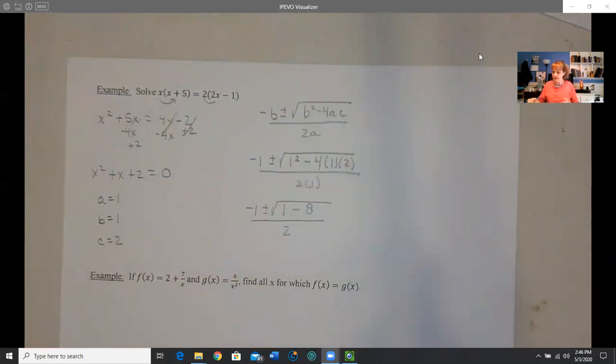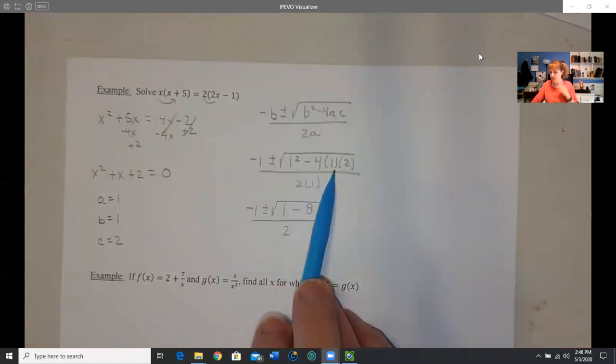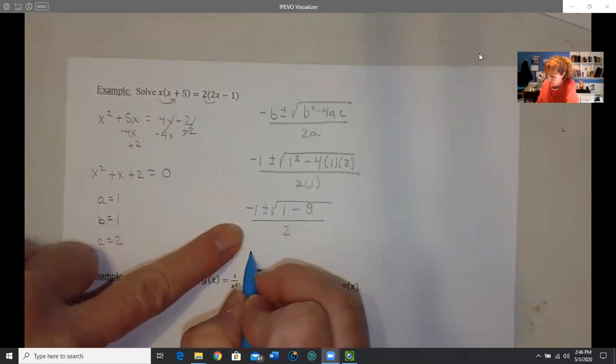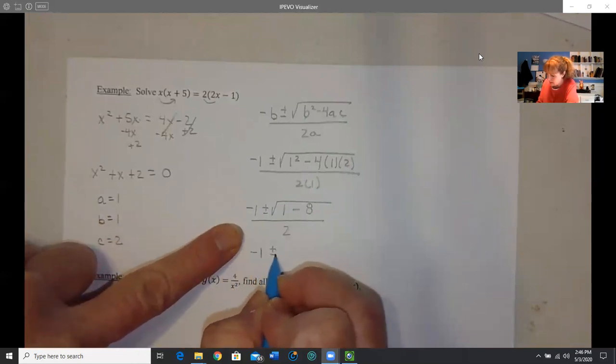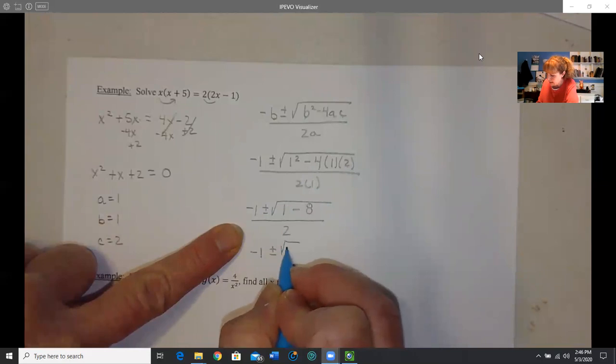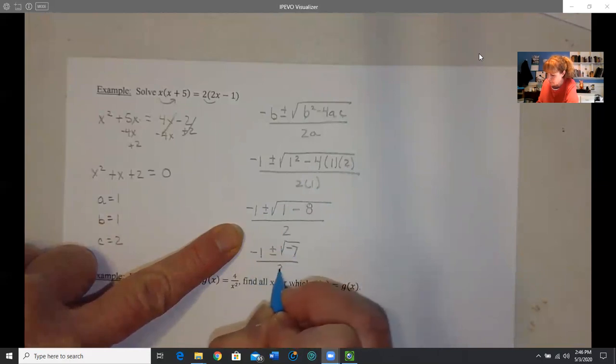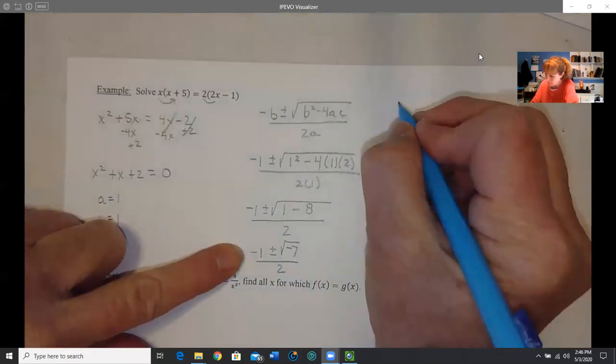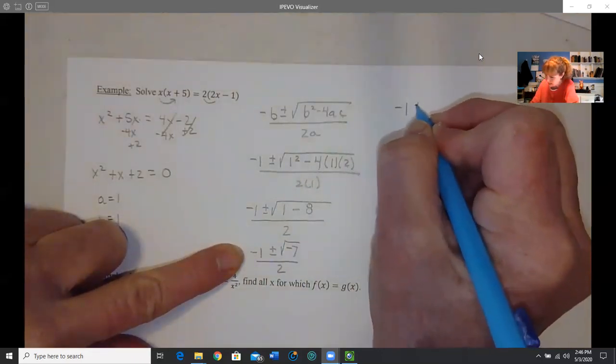So we still have that minus sign because we only have the one negative that we're multiplying through. So in doing this, we end up with negative 1 plus or minus the square root of negative 7 over 2. So we end up with a negative inside of our radical. Automatically we know that we are in the complex number system. We're going to have an imaginary number because we have a negative inside of the even radical.